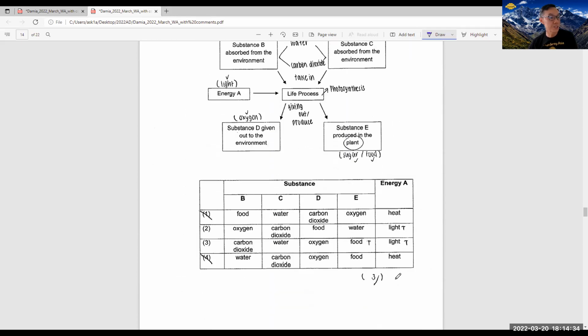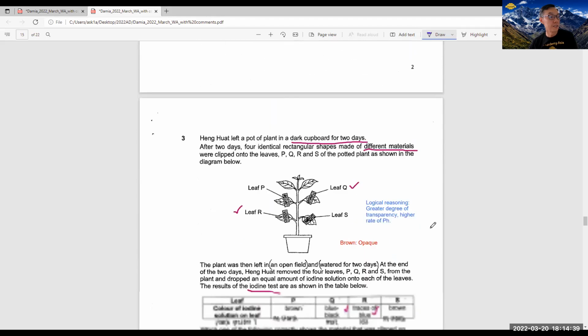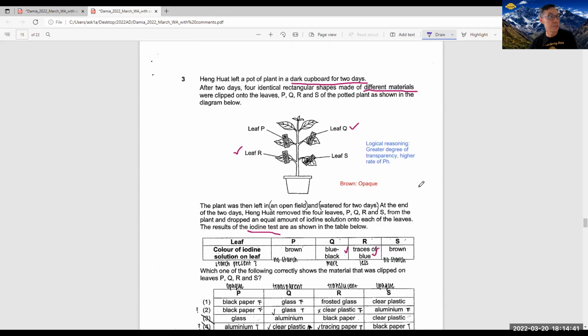Okay, next, this question get it correct. So congratulations to the student. And I'll proceed to the next question. This question actually tests the logical reasoning of the greater the degree of transparency, the higher the rate of photosynthesis, which I use this annotation pH to represent photosynthesis.